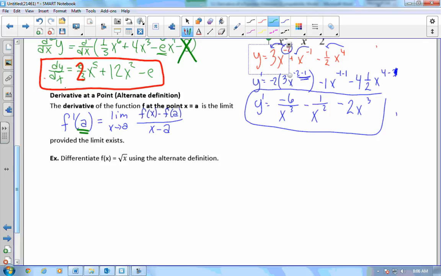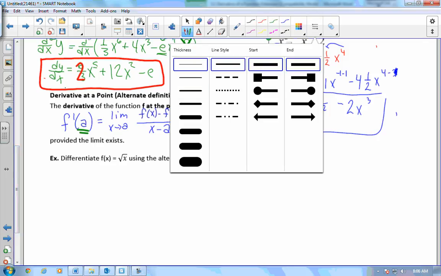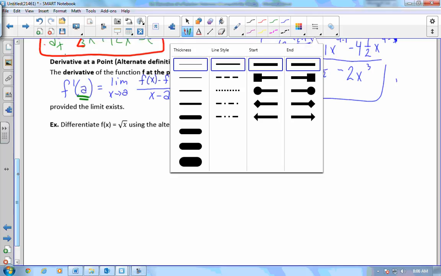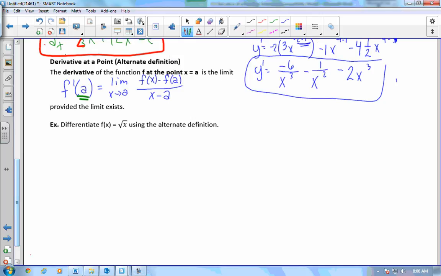using the alternative definition. So in your directions for your homework, sometimes it says you must use the definition, which means you have to do it the long way. If it doesn't say using the definition, then you can use the power rule. Okay, so square root of x.